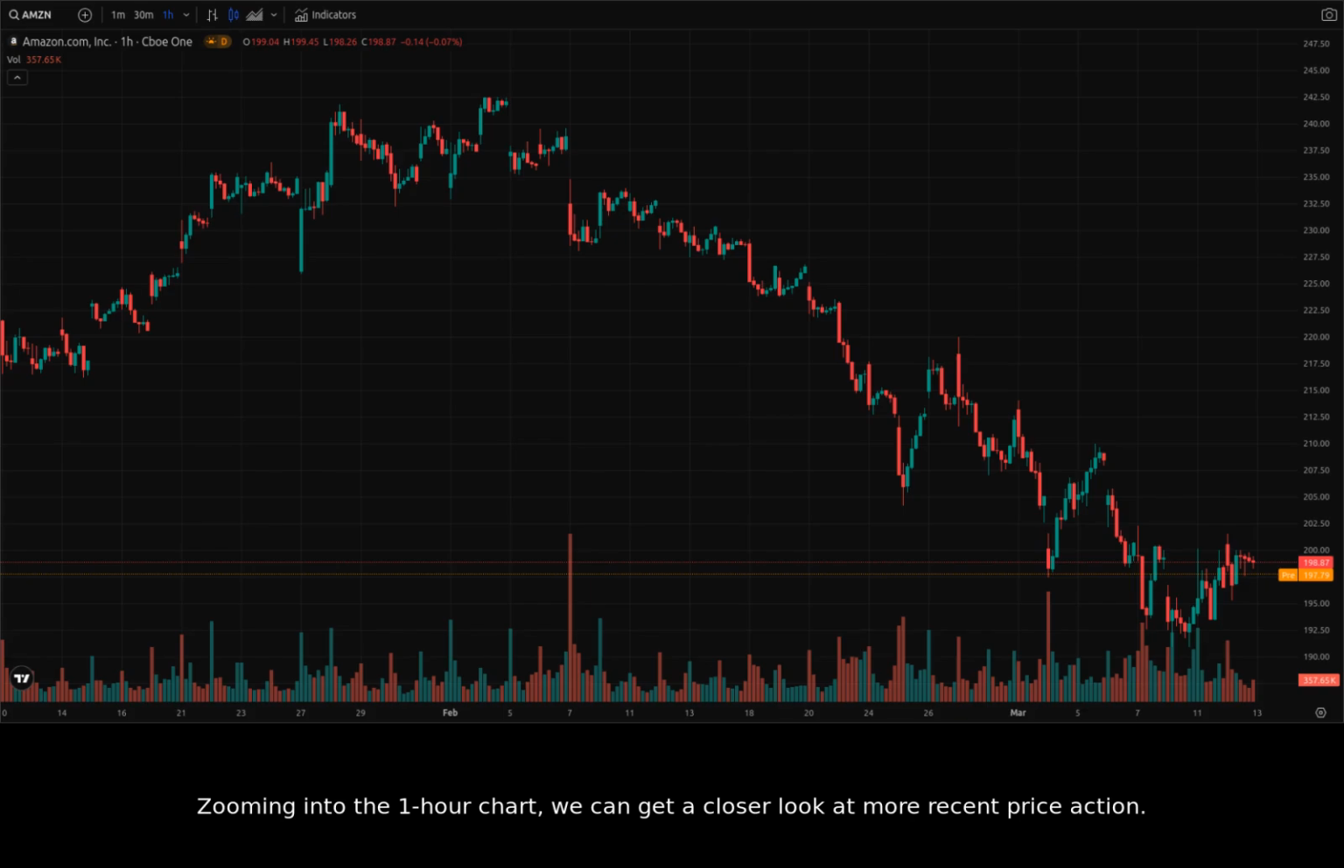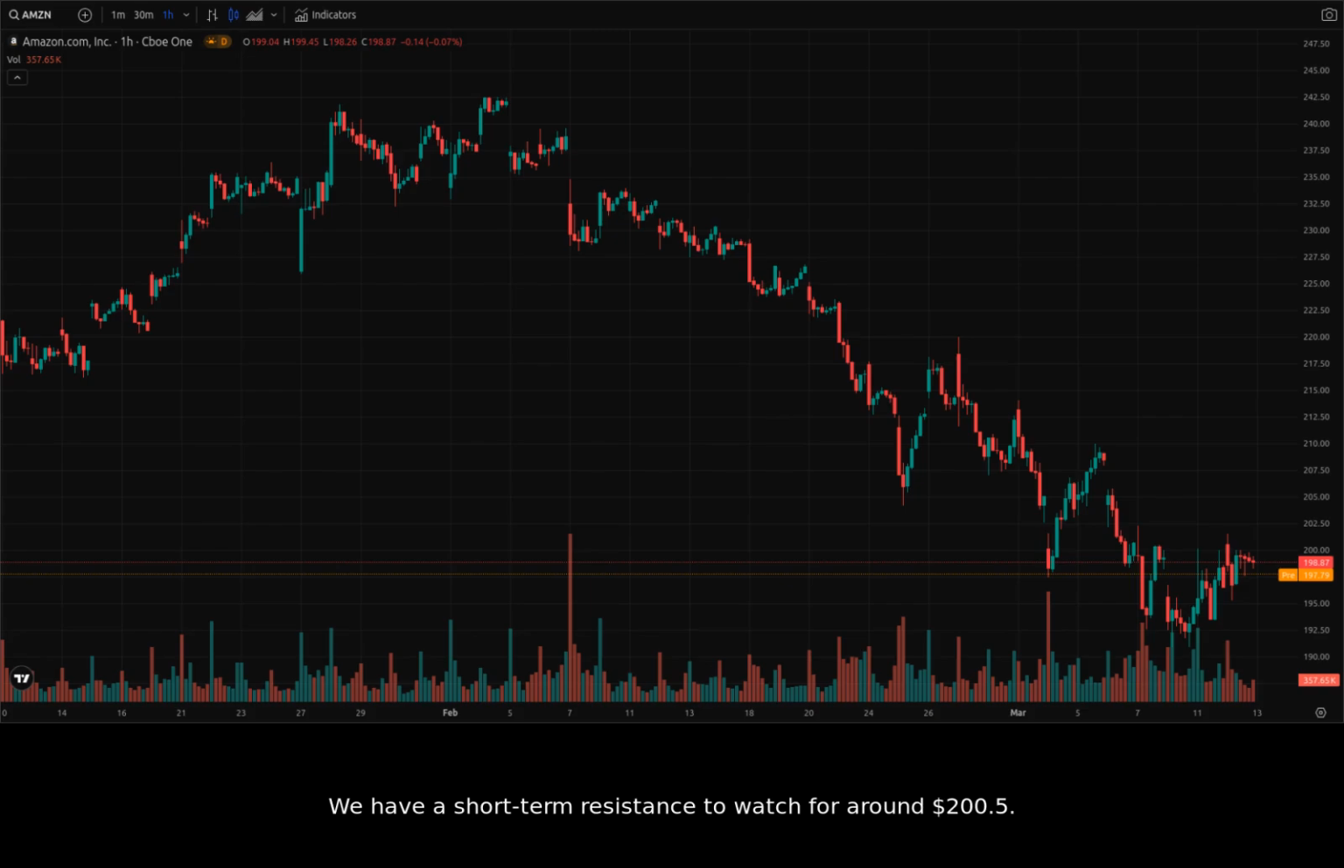Zooming into the 1-hour chart, we can get a closer look at more recent price action. We can clearly see the increased volatility of the last few days, with rapid moves up and down. Let's narrow in on recent price action to better identify short-term opportunities. The 1-hour chart is showing potential short-term support around $196, which the price bounced off of at least twice.